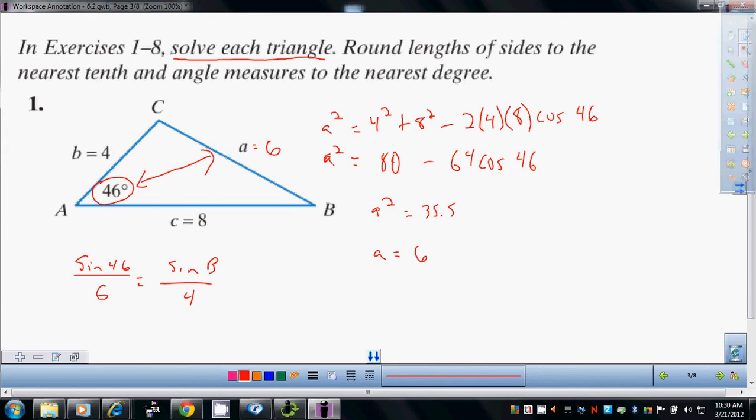Are you in degree mode? You multiplied 4 times sine 46. Did you divide it by 6 and then take inverse sine? Are you in degree mode? Did you take inverse sine of it? I'll show you. What is it? Find the angle B.